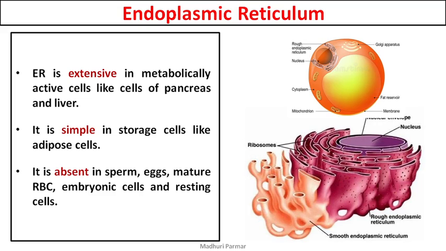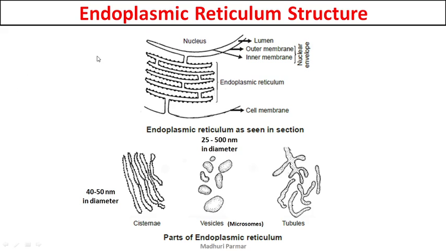It is absent in sperm cells. In sperms, endoplasmic reticulum is absent. In egg, endoplasmic reticulum is absent. Mature RBCs of humans and mammals do not have a nucleus, and we also do not have endoplasmic reticulum. So in RBCs, we do not have a lot of organelles. One of them is endoplasmic reticulum. And the cells which are at rest, which do not do a lot of functioning, a lot of protein synthesis, such cells will have less or almost zero amount of endoplasmic reticulum.